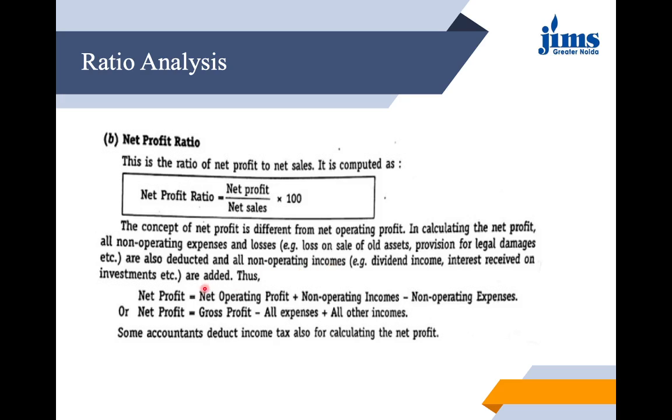So it's quite simple. When you have net profit, you can add the net operating incomes and subtract the net operating expenses to net operating profit to obtain the net profit, or simply you can minus all the expenses and the other incomes from gross profit to obtain it. So it would depend on the question, how the question is given to you, which expenses and which incomes are given to you.